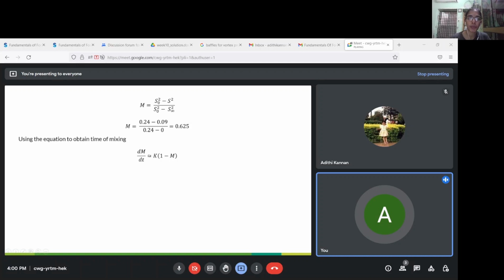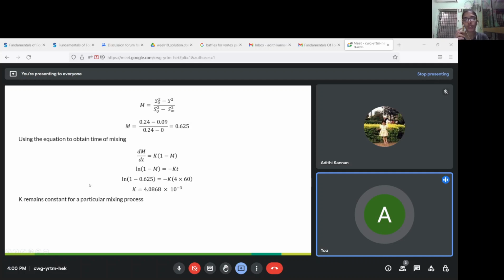So if you remove the proportionality sign, you will have dm by dt is equal to k into 1 minus m. So if you integrate these from 0 to m and 0 to t, you have ln of 1 minus m is equal to minus kt. So you have m here, you know what is the time. We can calculate k from this equation. So ln of 1 minus 0.625, which is your mixing index, equal to minus k into t, 4 minutes into 60 to convert it into seconds. So 4 into 60 will give you k. So k is 4.0868 into 10 power minus 3.